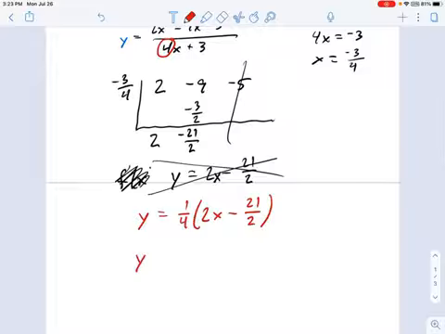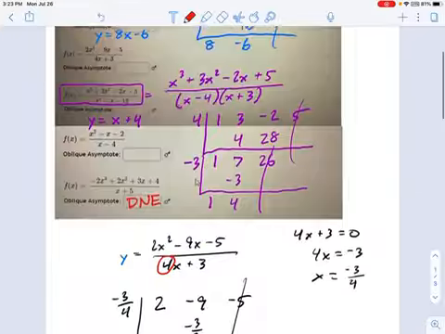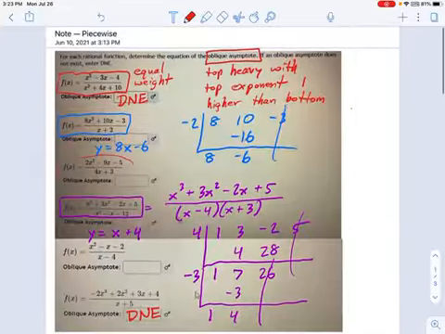But if you want this in simplified form, this is just going to be, well, let's see, 1/4 times 2 is 1/2. So it'll be 1/2 x minus 21/8. Okay, so that was our last solution to this one.